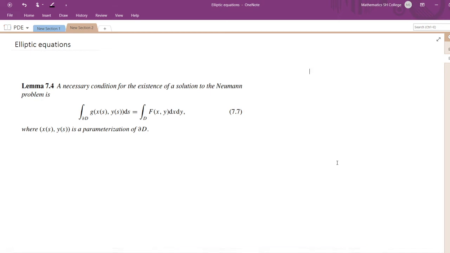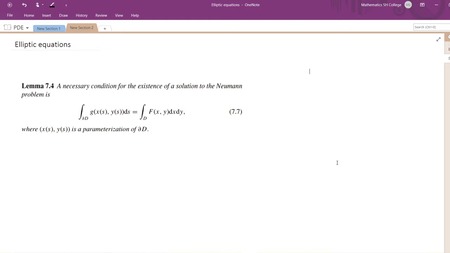Hello dear students. So in the last class we have defined three types of boundary value problems: Dirichlet boundary value problem, Neumann boundary value problem and Robin problem. Now the question is, we are not sure whether each of these problems will possess a solution. If the solution exists, that is unknown.